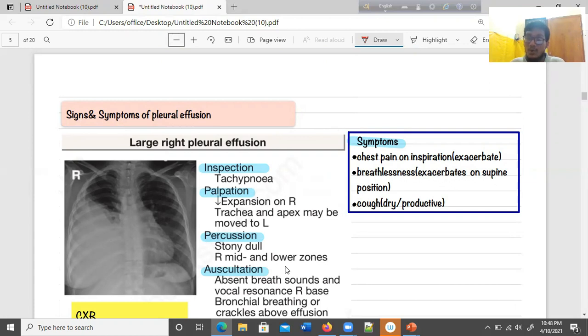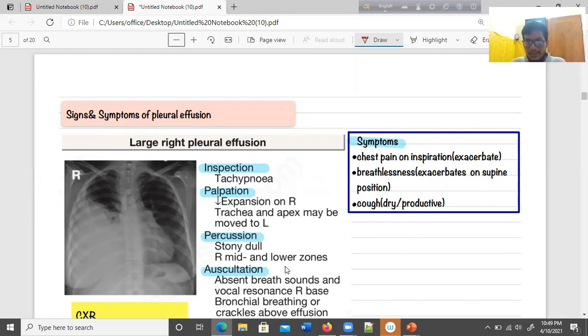So the patient will give you the history of that primary disease. If he or she is suffering from tuberculosis, then you will find the signs and symptoms of TB, or you will find the signs and symptoms of malignancy, or SLE, heart failure, etc., or pneumonia. Okay, so this is not my headache. My headache is what the actual symptoms related to pleural effusion are.